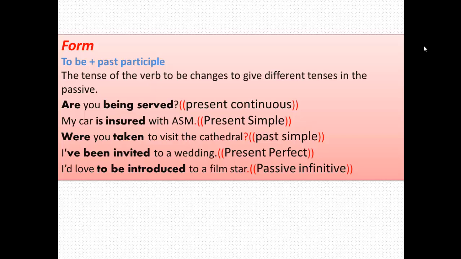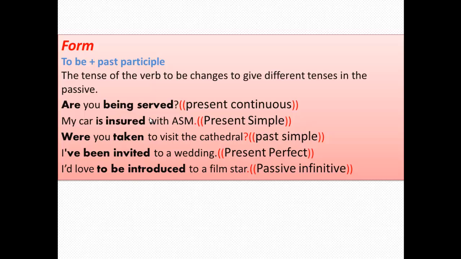Number 2: My car is insured with ASM. Here the tense is present simple. So we need just the verb to be in the present simple and the past participle after it. So here we put is, because we use present simple, and after that we put verb 3.